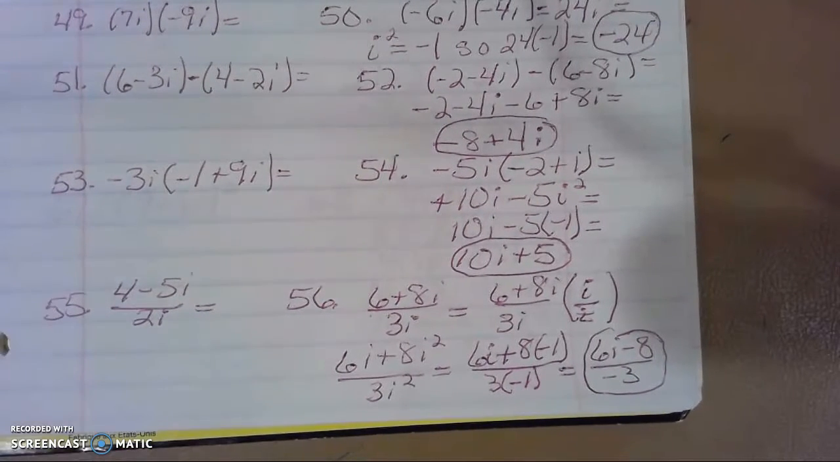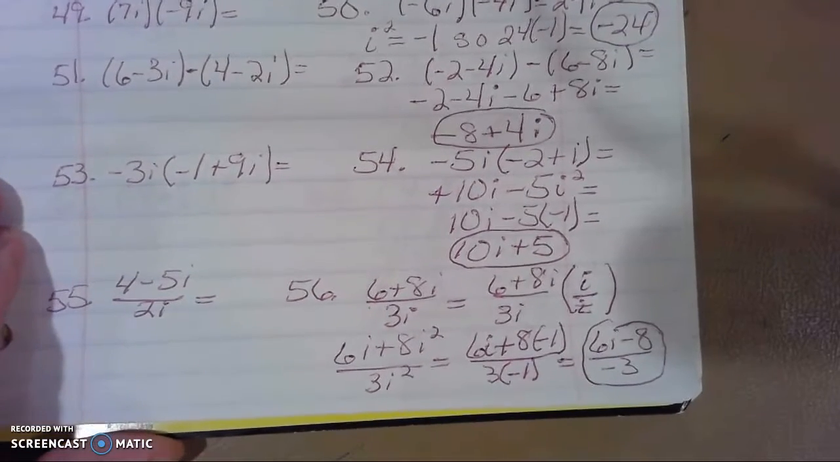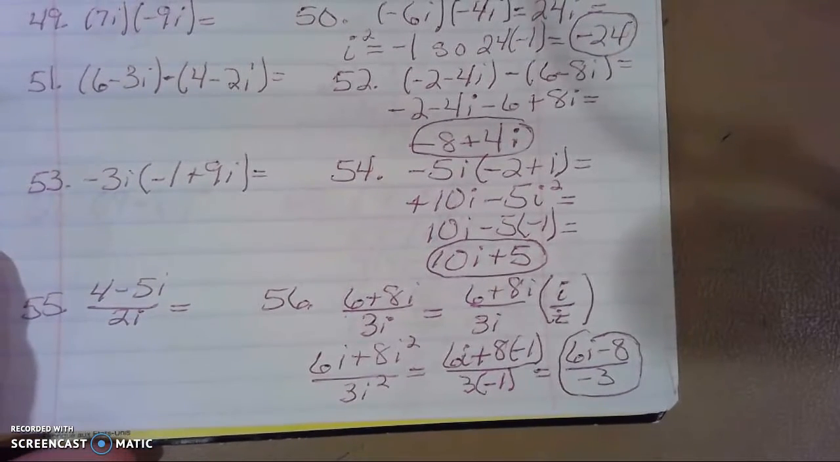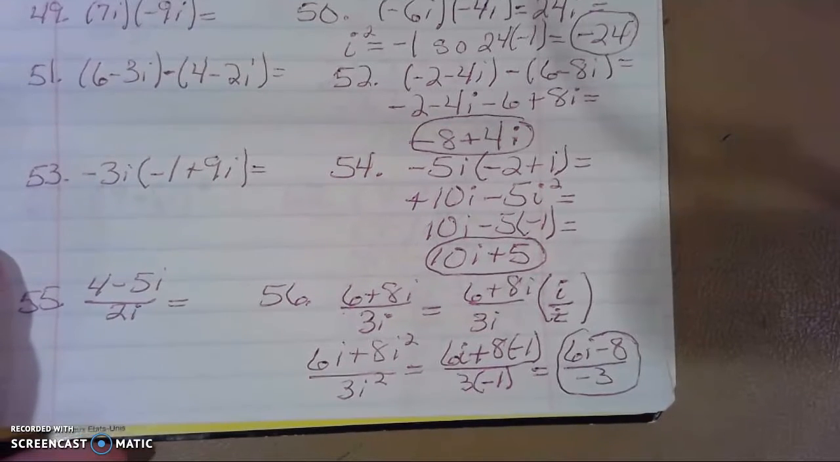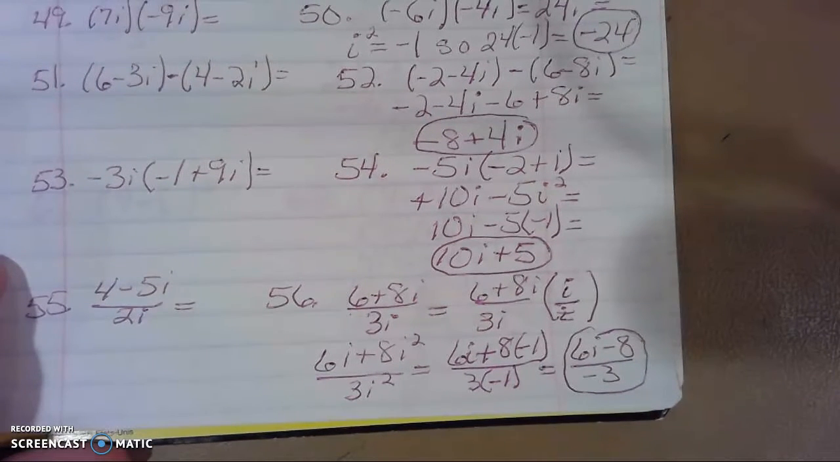52 is just a simple subtraction problem, but people get confused on it. Negative 2 minus 4i, subtracting the quantity 6 minus 8i. Remember, that subtraction in front of that second parenthesis changes both signs. Then you just add together like terms, just like algebra, nothing different. You have an i in there, but nothing different. 54 is a distributive property. You get 10i minus 5i squared, and then for that i squared, you put negative 1 in, and it simplifies.